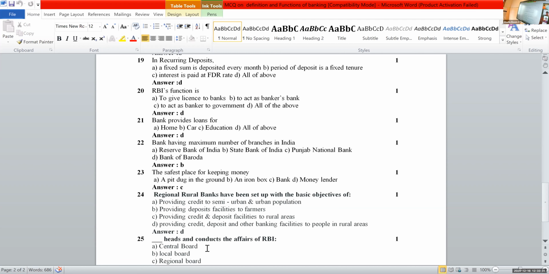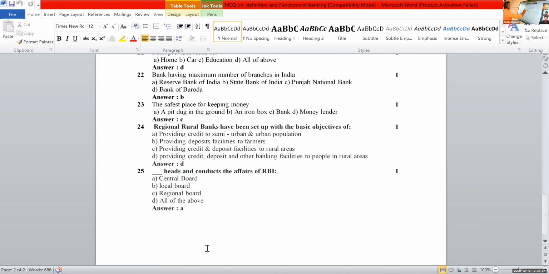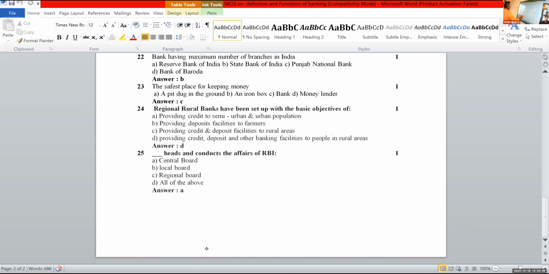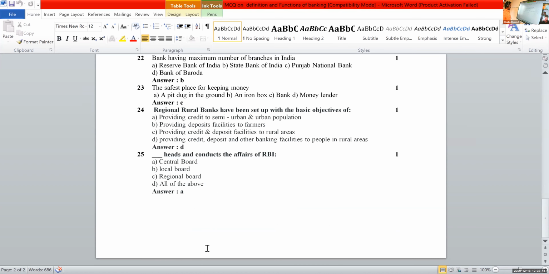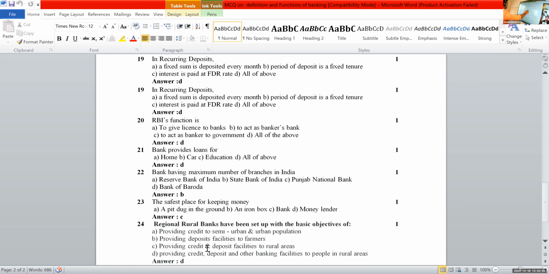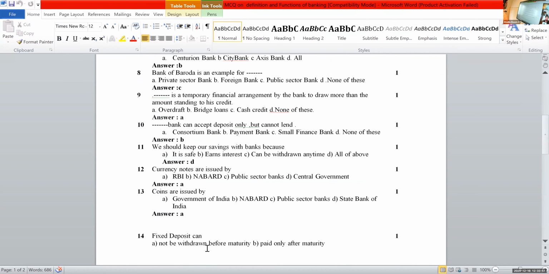Next, which body heads and conducts the affairs of RBI? Answer: the central board. Okay, these are the things related to the definition and functions of banks.